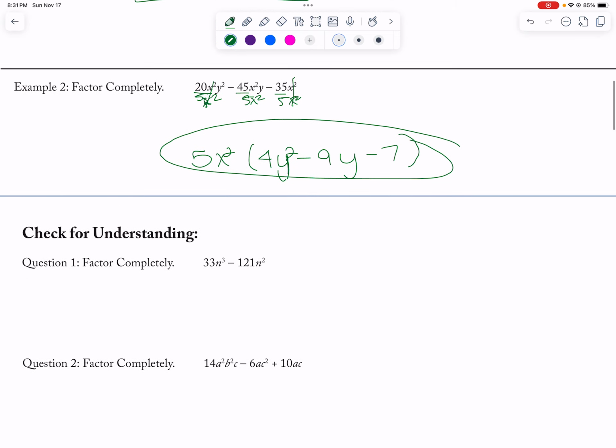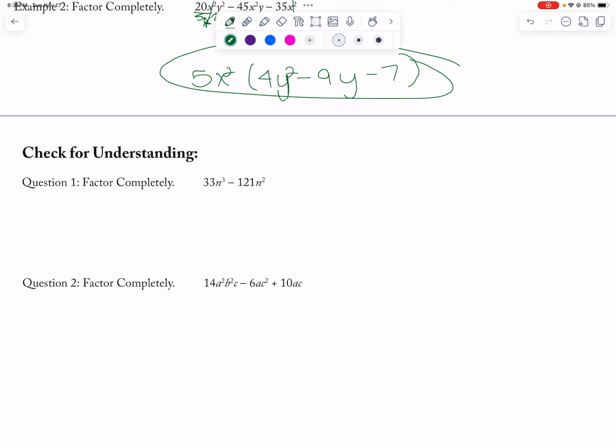So now what I want you to do is, again, with the check for understanding, pause the video right now. Try both of these. Then unpause the video and see if you got the same answer as I did. Okay, so go ahead and pause the video.